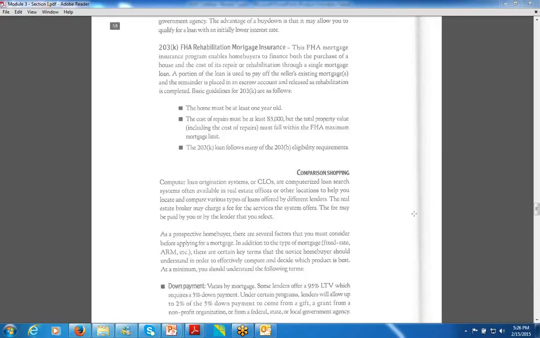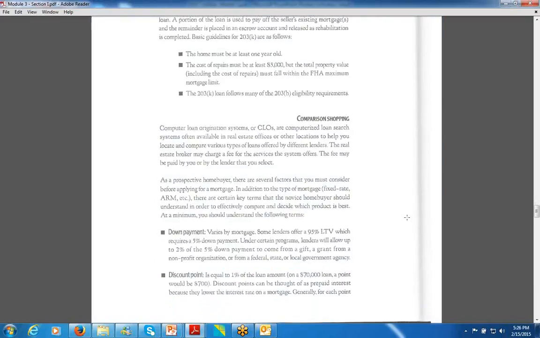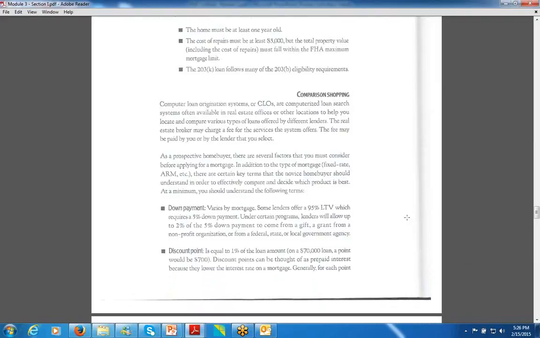Okay? Now, comparison shopping for loans. How do you compare one to another? That's always been a difficulty. It's always been difficult to compare one lender to another. When you go to the paper on Sunday and you look at lenders, you'll see it's not apples to apples when you look at the chart.